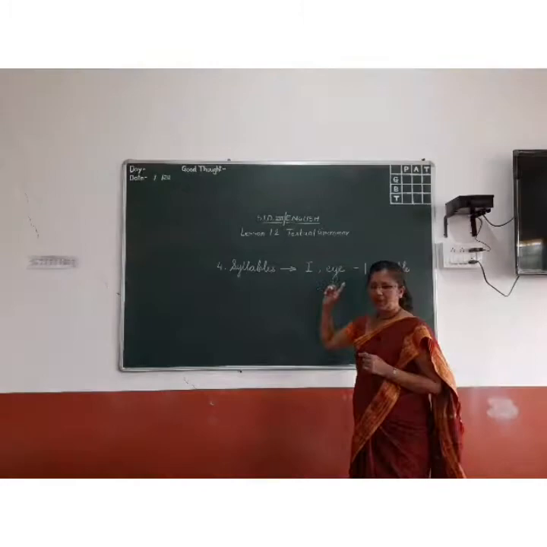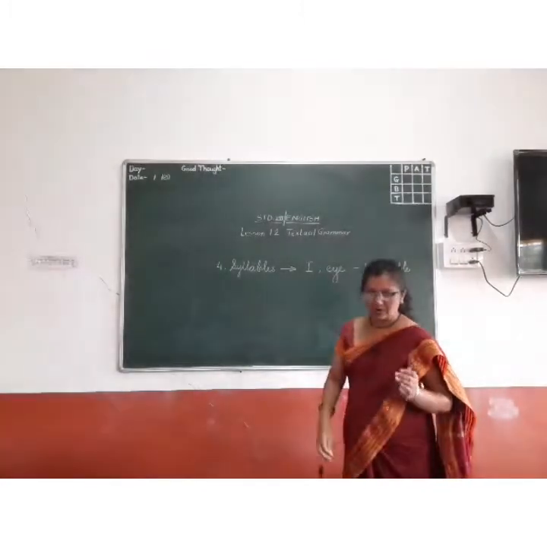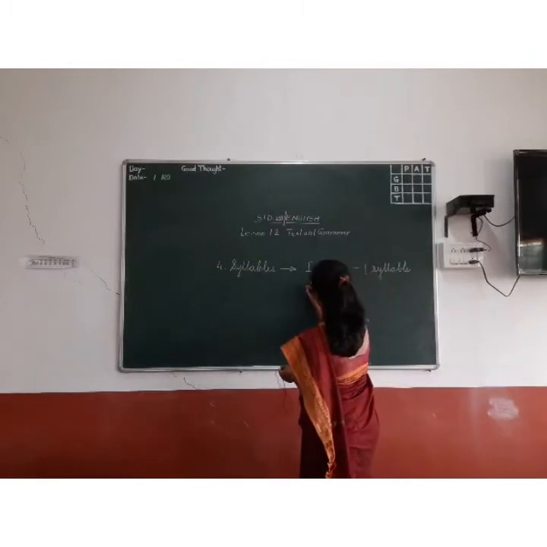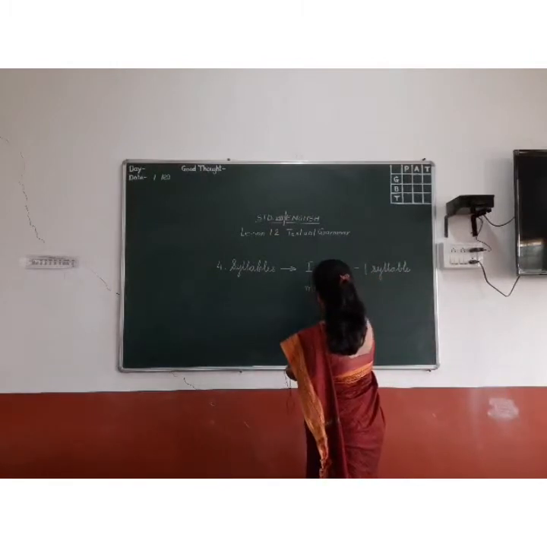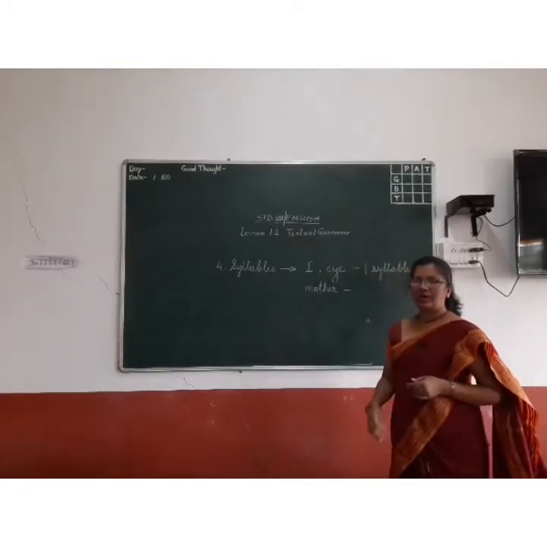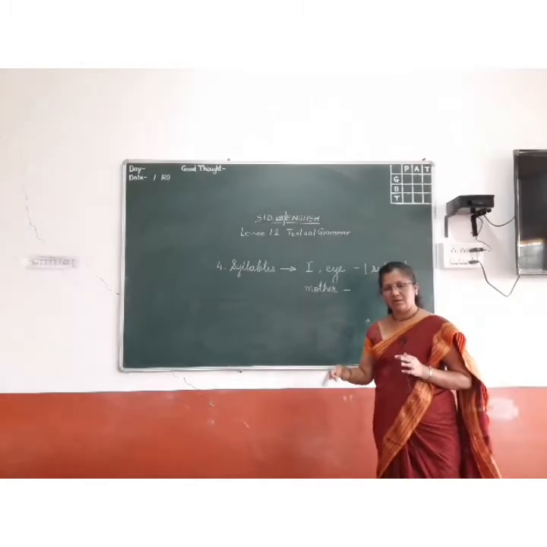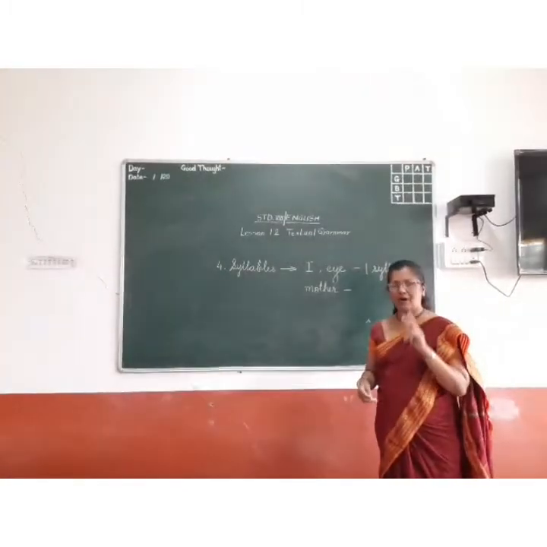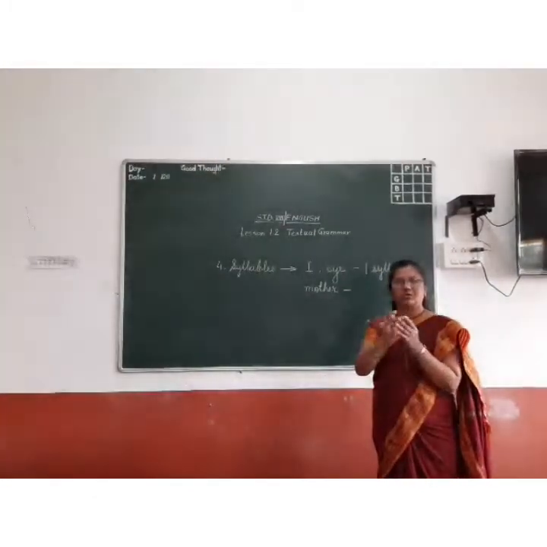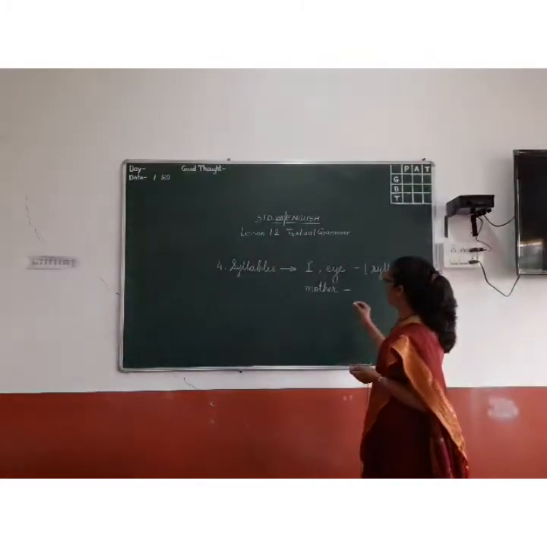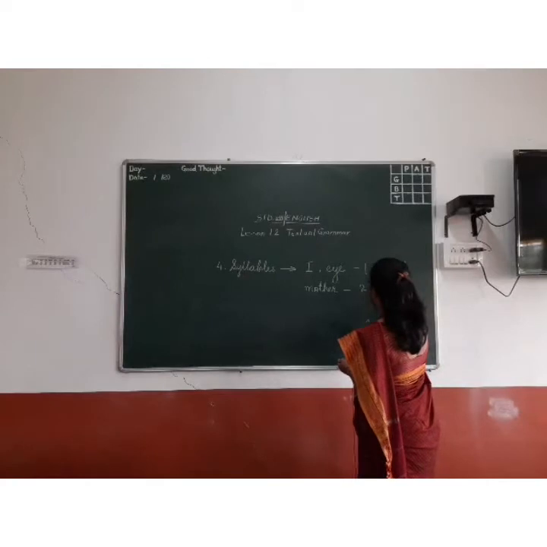I or eye. Now next word we will take is mother, which is the word mother. How can we say that? Mother. Mother. How many parts? 2 parts. I have broken this word. I have split this word. Mo and ther. That becomes 2 syllables.